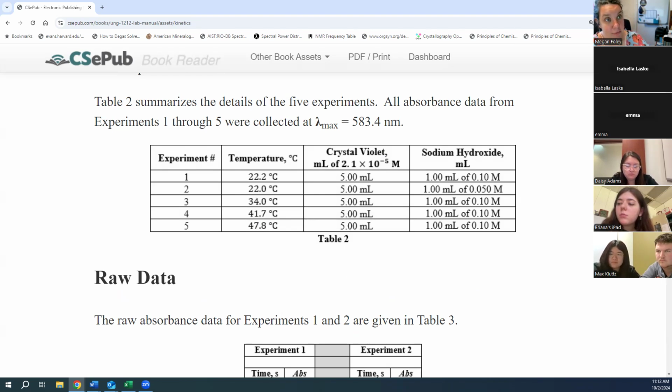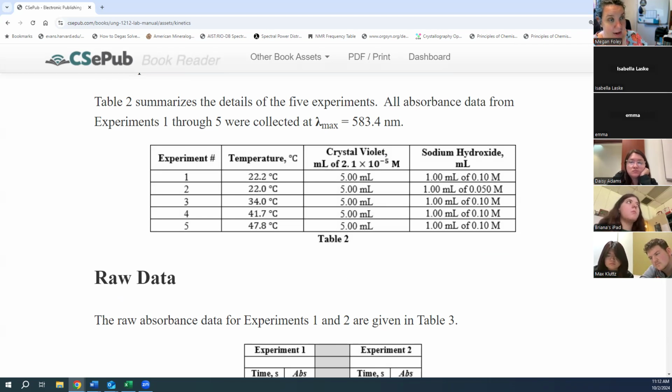With the linear graph, we know from kinetics that is the order that it corresponds to. So if we have concentration versus time being linear, then we know that it is 0 order with respect to crystal violet. If natural log of concentration versus time is linear, then we know it's going to be first order with respect to crystal violet. And if 1 over concentration versus time is linear, we know that it is going to be second order with respect to crystal violet. So that's what we're going to do with experiment 1.